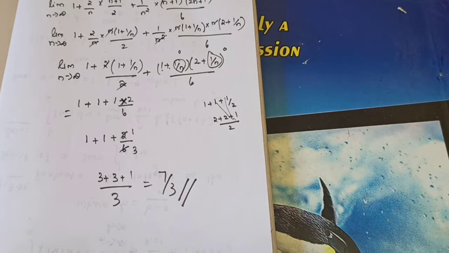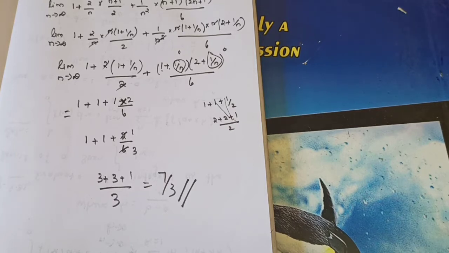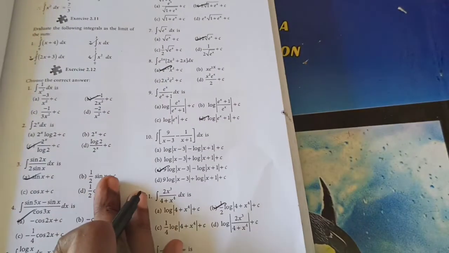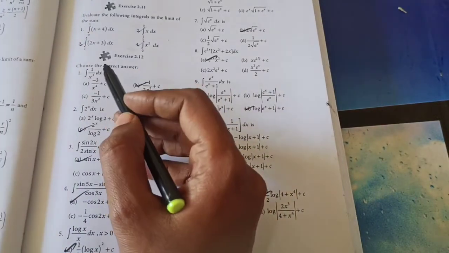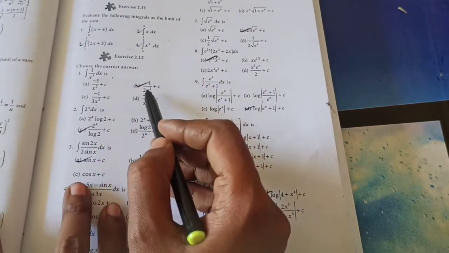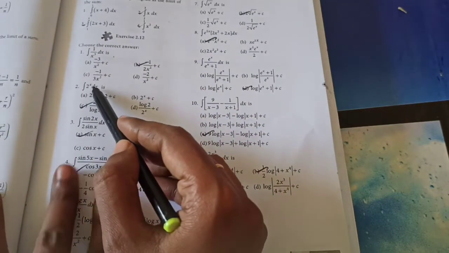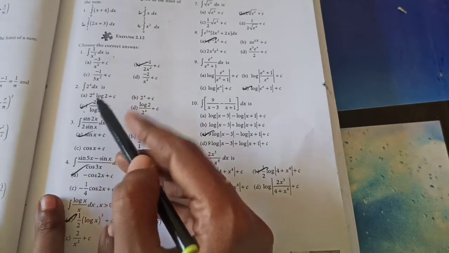Take down your books, mark down the one words. I am dictating the answer. Take down your books, mark along with it. Exercise 2.12. Okay. First one, integral of 1 by x cube dx is. Mark it students. Take down your books all of you. First one, integral of 1 by x cube dx is, if you can, work it out. Integral of 1 by x cube dx is, B option is the answer. Integral of 2 power x dx is, C option is the answer.